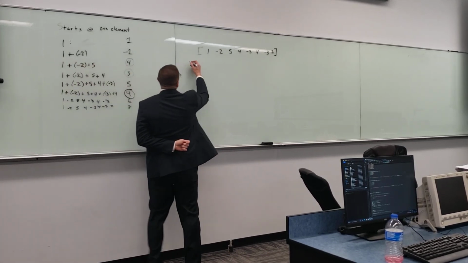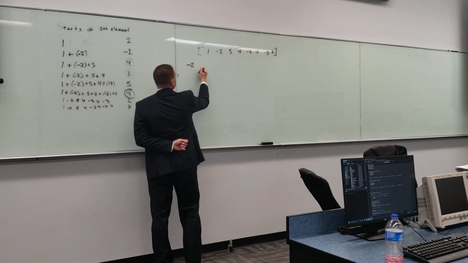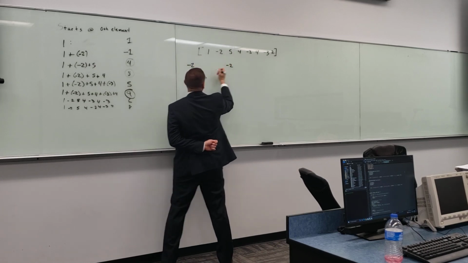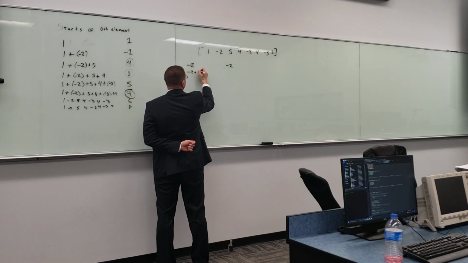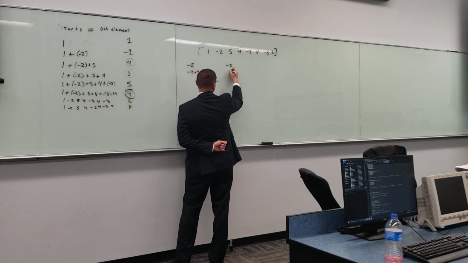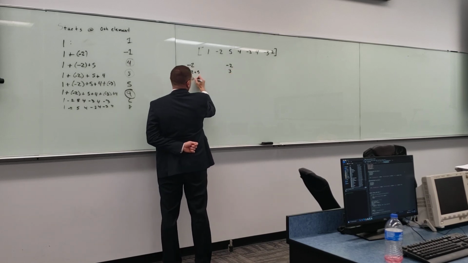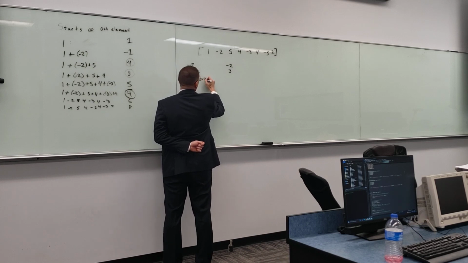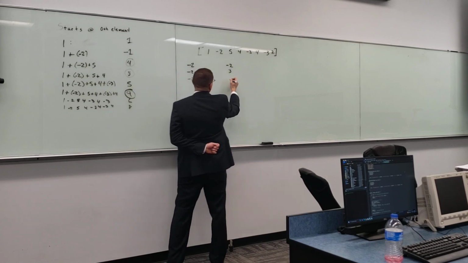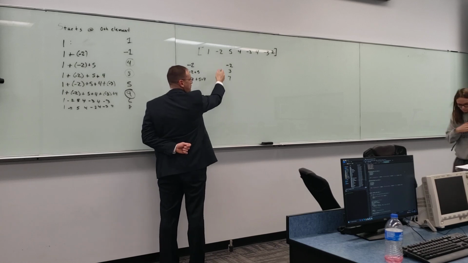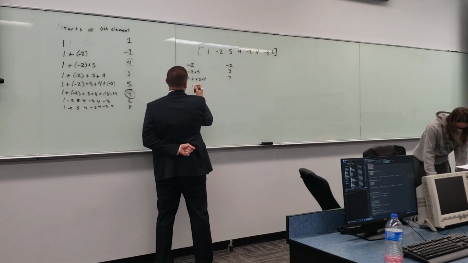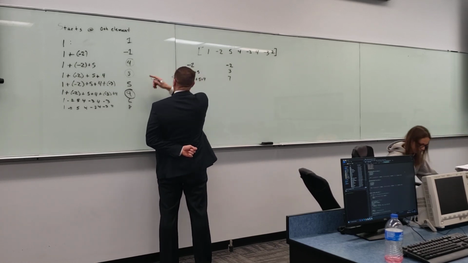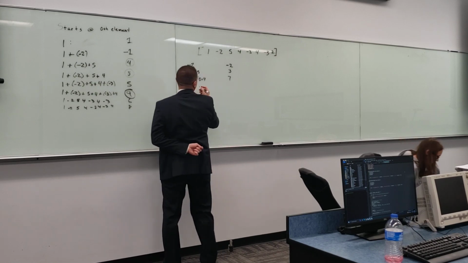Okay, so now I can start at the -2. -2 gives me -2. Then I can have -2 plus 5, and that gives me 3. -2 plus 5 plus 4 gives me 7. And none of these are bigger than the maximum I've seen so far, which was 9.